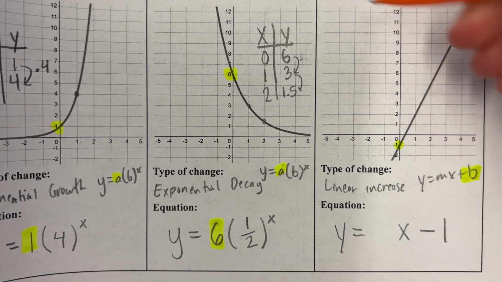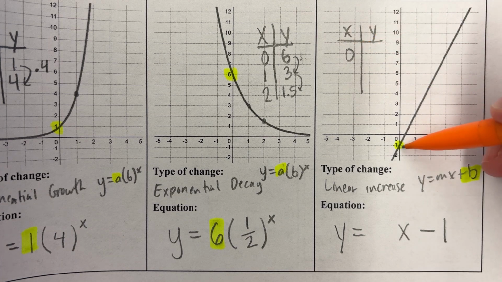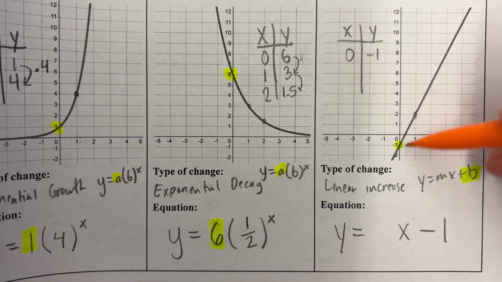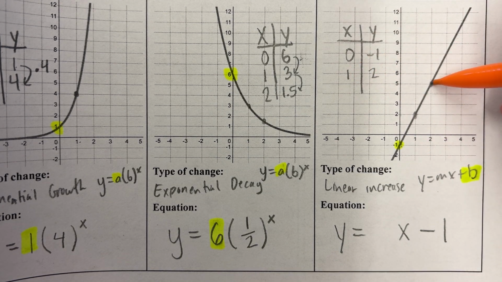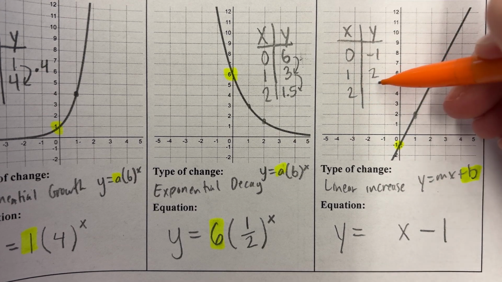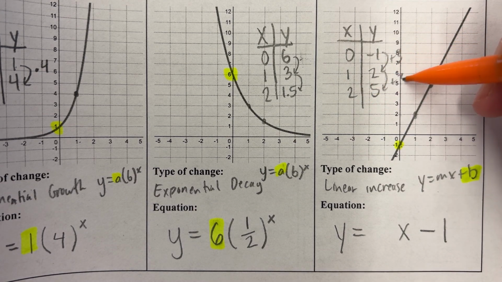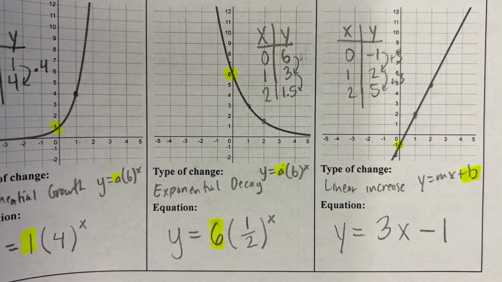I want to know what's being added. When x is 0, y is -1. Now here, it goes up. You could just count how many it goes up, and that would do it. But you can also see, when x is 1, y is 2. When x is 2, y is 5. What's happening here? Oh, I'm adding 3, right? This is plus 3. My equation is y equals 3x minus 1.